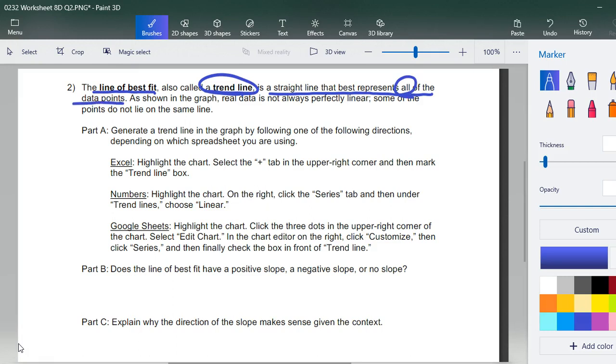As shown in the graph, real data is not always perfectly linear, and some of the points do not lie on the same line. So in part A, we're being asked to generate a trend line in the graph and use one of the following, depending on what spreadsheet we're using. I am showing you guys Excel. It says highlight the chart, select the plus tab, and then mark the trend line box.